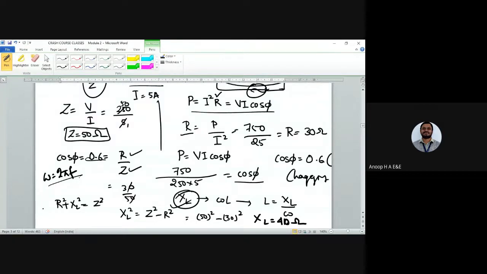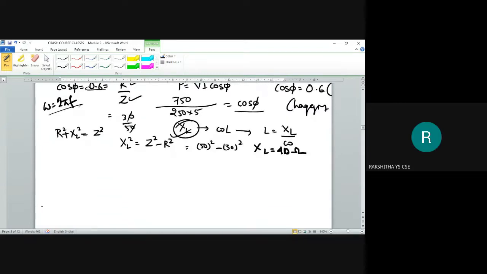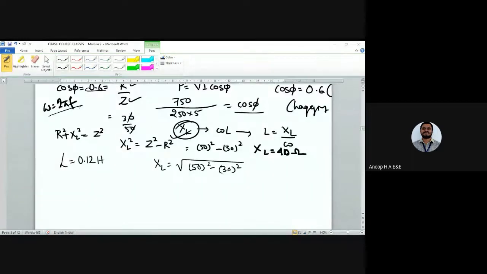So what is L? 0.12. 0.12 Henry or 12 millihenry? 0.12 Henry. Okay. Are you getting the same answer, everyone? Just verify it right now. So root of 50 squared minus 30 squared. Yes, Badrinarayan, is it right? Yes, sir. Okay then, good.